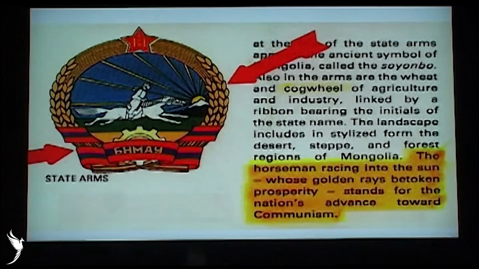Here it is, as I told you before, this is Mongolia. And it says the horseman racing into the sun, rising behind the mountains of the east. The horseman racing into the sun, whose golden rays betoken prosperity, stands for the nation's advance toward communism. So there is a rising sun behind the mountains of the east, the symbol for the Illuminati bringing world communism. People all over the world are being sucked into this and have no idea that all of this stuff around the world is connected by secret societies operating out of New York and London.